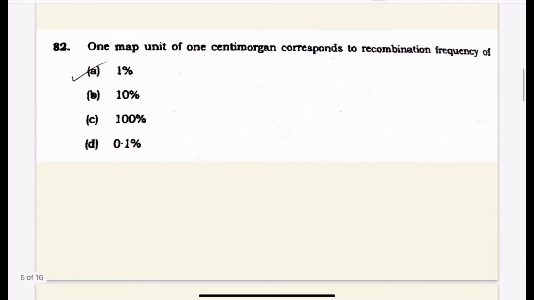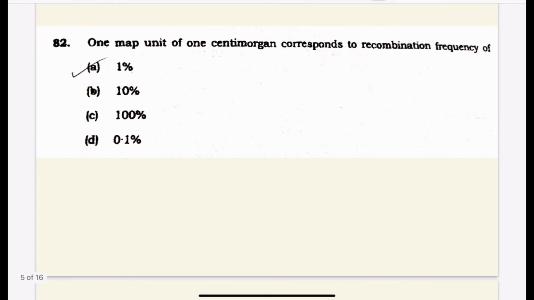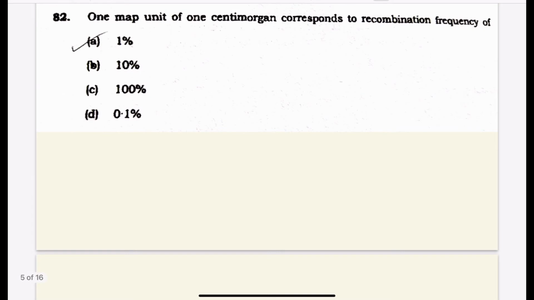Next question, this is a good and easy question. 1 mapping unit of 1 centimorgan corresponds to a recombination frequency of 1%. This is a fact. So A is the correct answer. Next question.